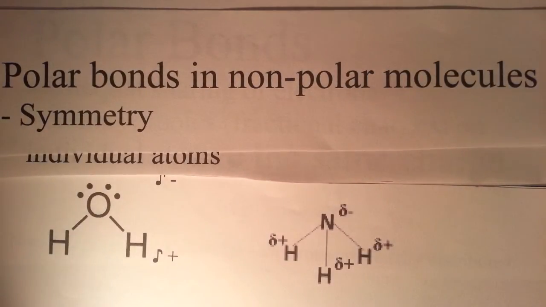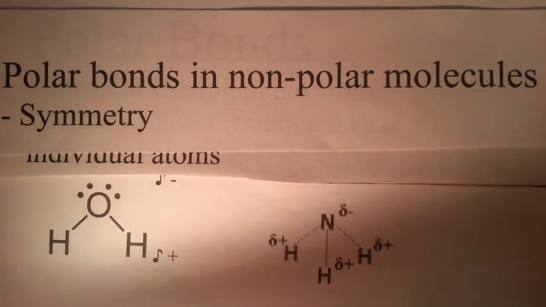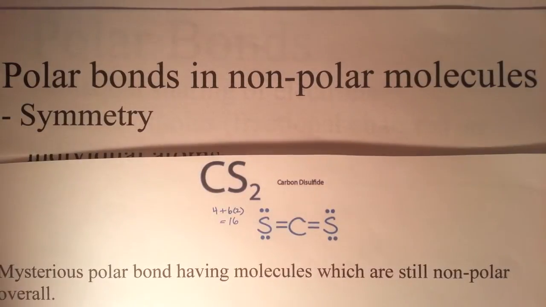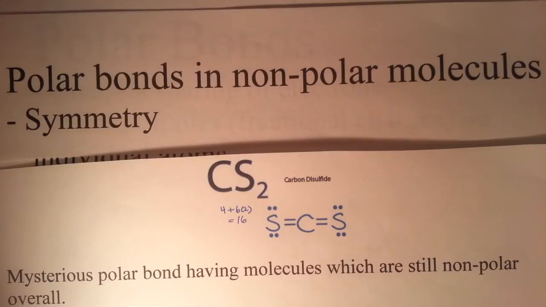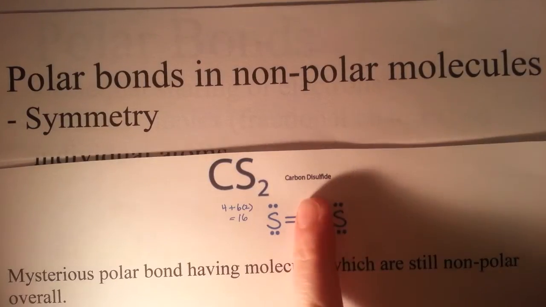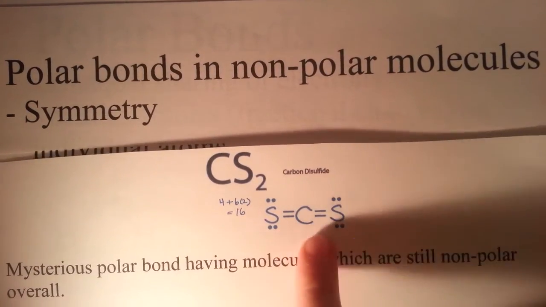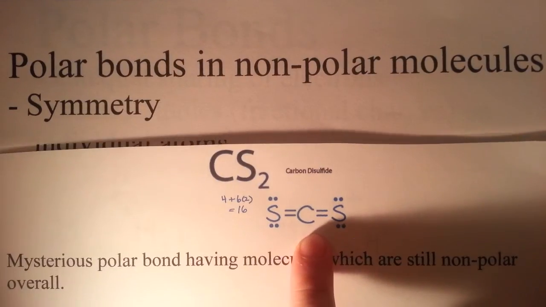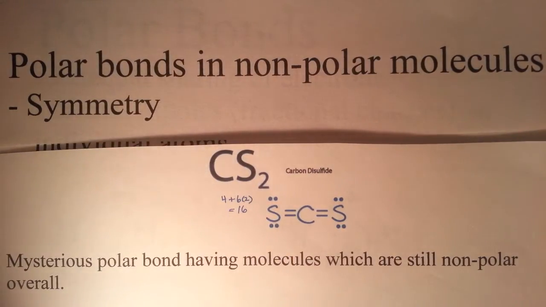Then we can see that polar bonds in nonpolar molecules are possible because of symmetry. So what happens is you get molecules such as this. This is carbon disulfide, and the reason why it is nonpolar is because you can divide the molecule in half right at the C, and you can see that both ends will then have the same charge, and they'll cancel each other out, which means that the molecule has no dipoles.